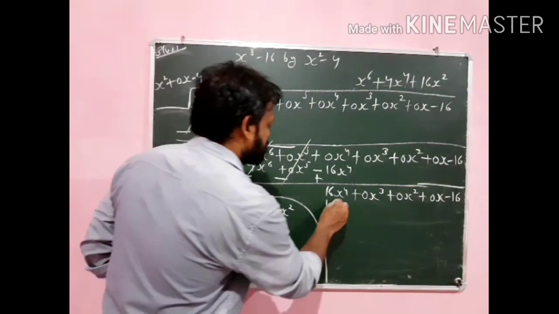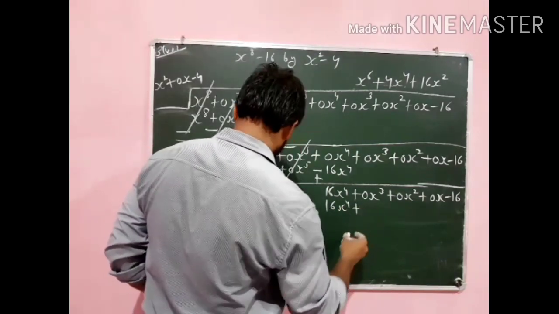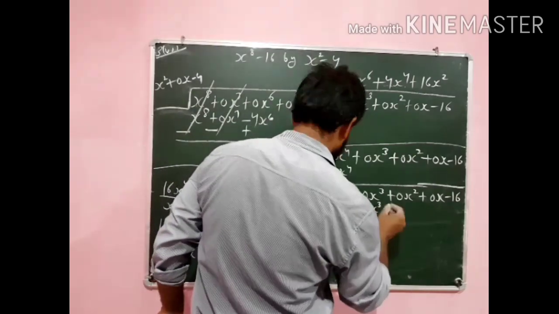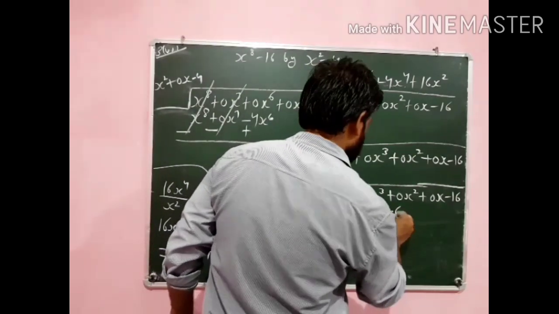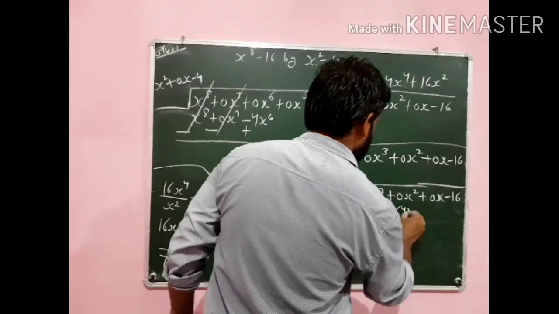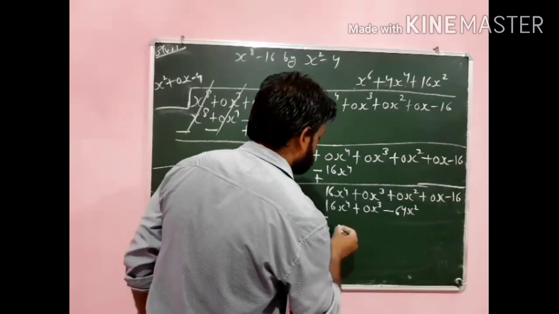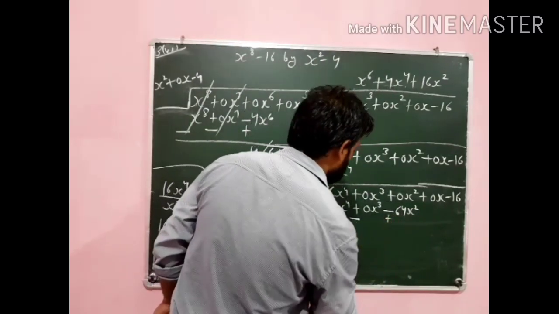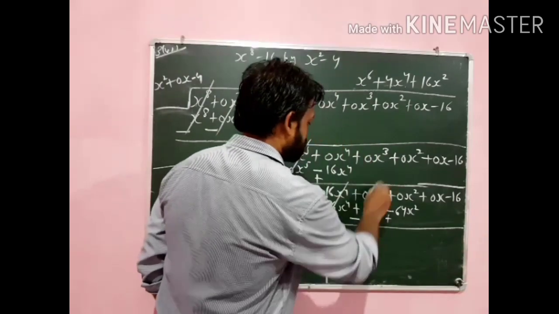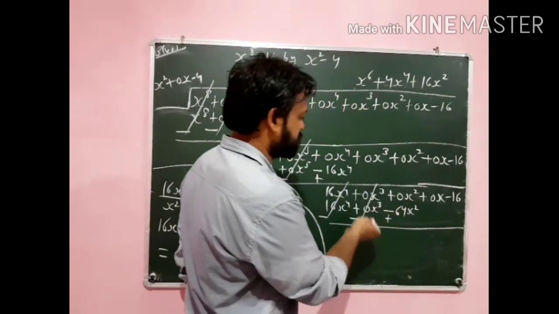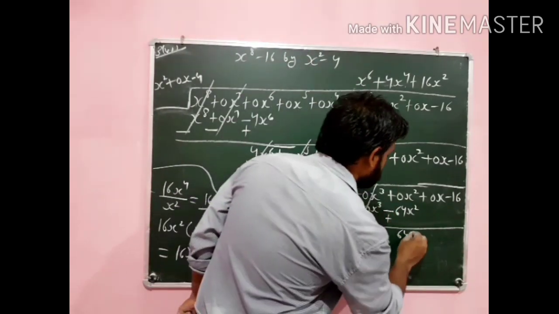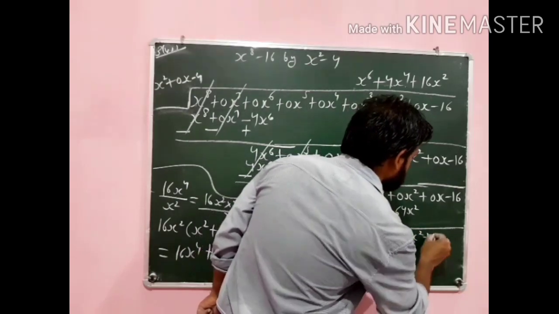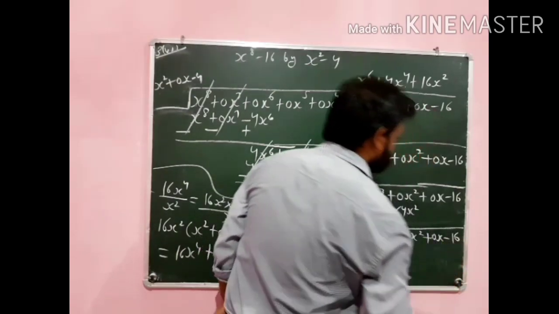It will become 16x raised to power 4 plus 0x cube minus 64x raised to power 2. Now change the sign: minus will become plus, and of course these two terms are cancelled with each other, as opposite signs are there. So it will become 64x square plus 0x minus 16.